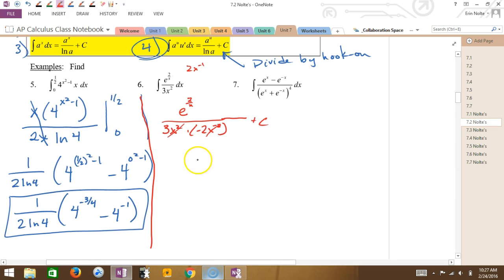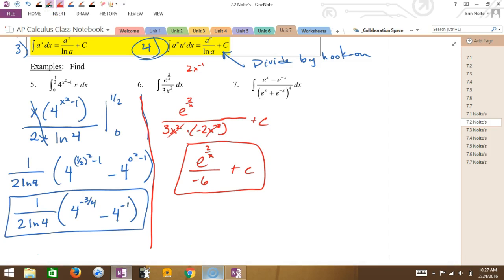So what's left in the bottom? 3. Negative 6. Don't forget your 2. Negative 6. You can't just bring negative 2 up to. No, it does not have a negative exponent. Only the x does. I thought it was attached to the negative 6.